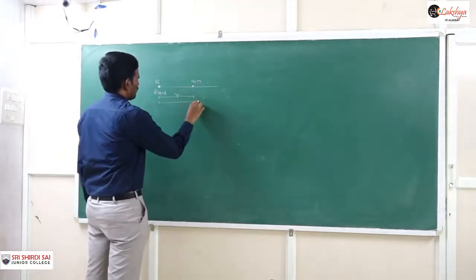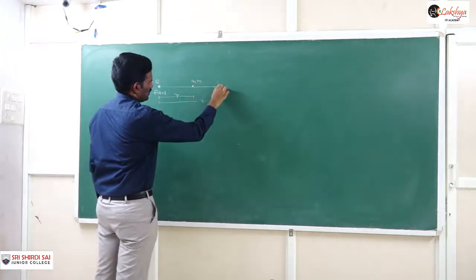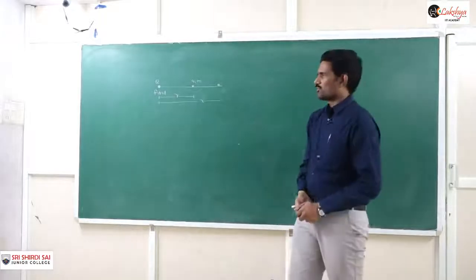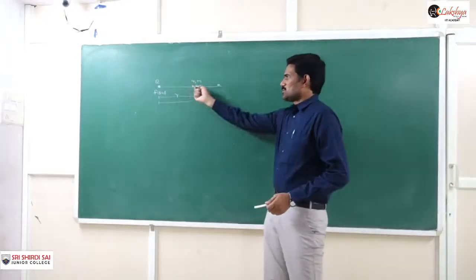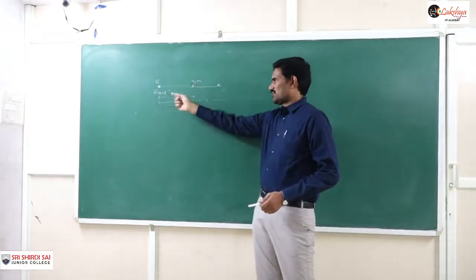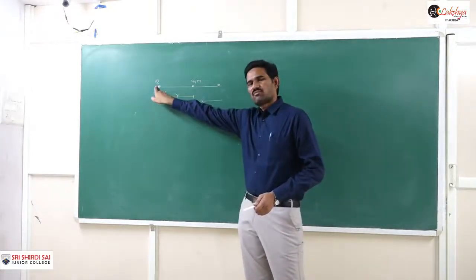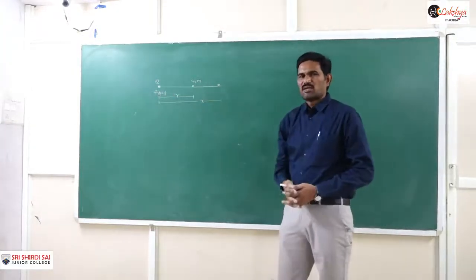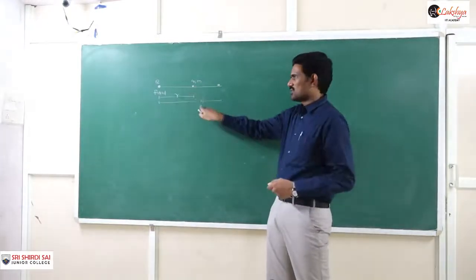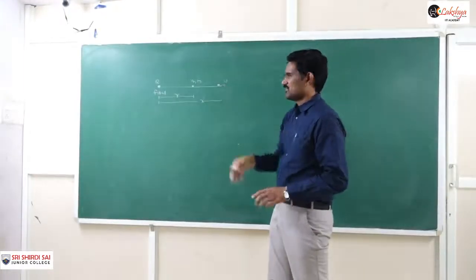We need to find the speed of the particle when this distance is x. That means when it moves to this position, we need to find the speed of that particle. So again, note that problem. A small point charge q and mass m is released from a distance r from a fixed charge Q on a smooth horizontal surface. Then find the speed of the charged particle when it reaches a distance x from the fixed charge. So when it reaches this position, we need to find the speed of that particle.